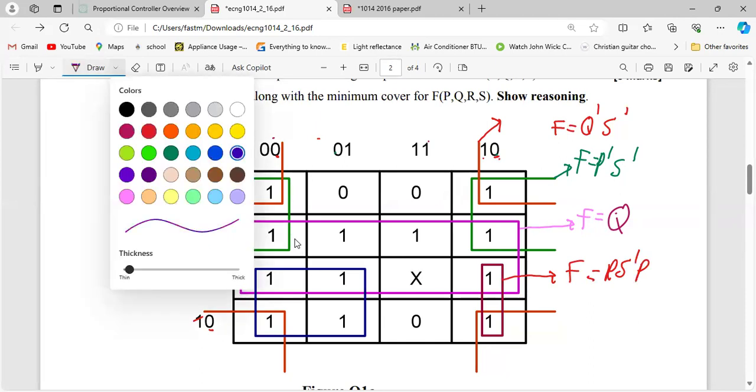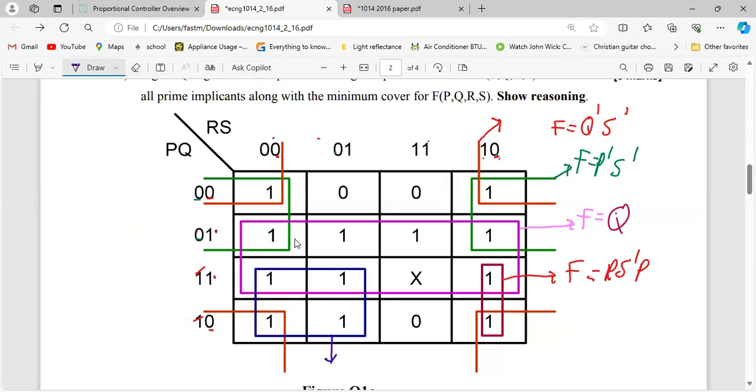All right, so we must do the blue. So the blue now, same idea. What does the vertical have in common? Zeros, so zero here, so that's R prime. All right, and then in the horizontal now, they both have a P term, so that's PR prime. Since that is all blue, red, dark color, green. Yeah, so those are your prime implicants.